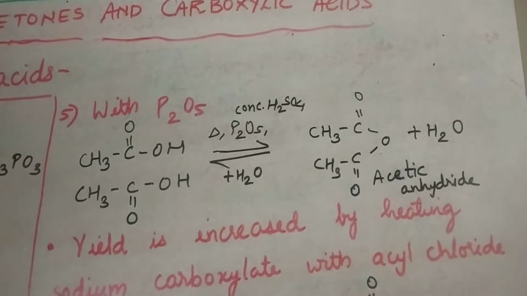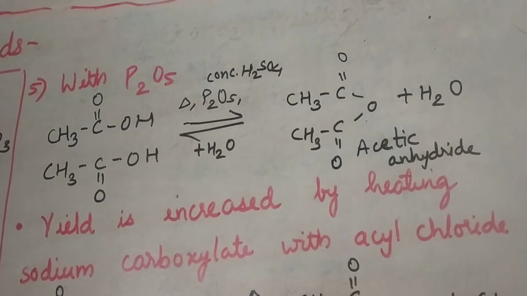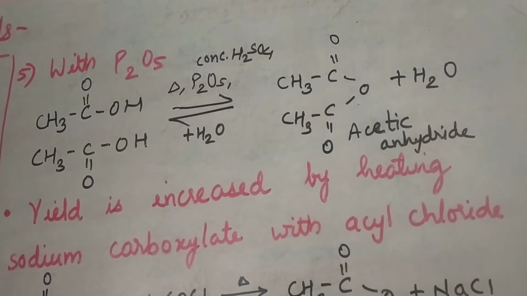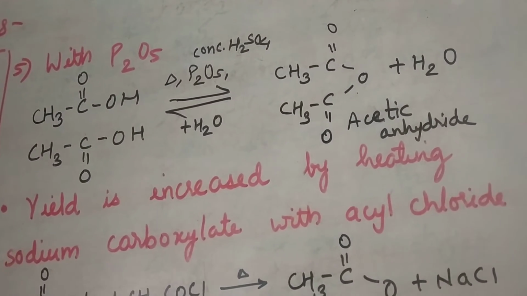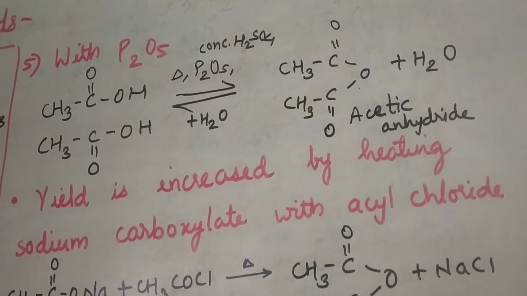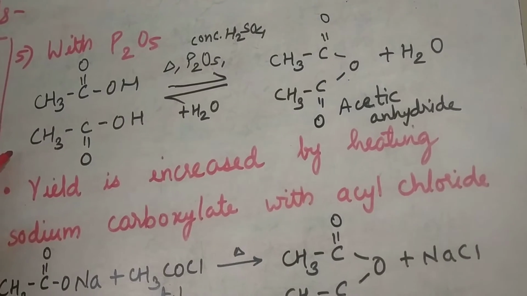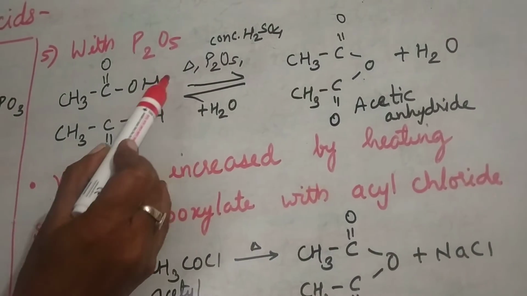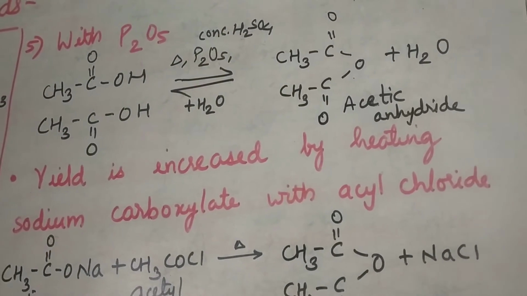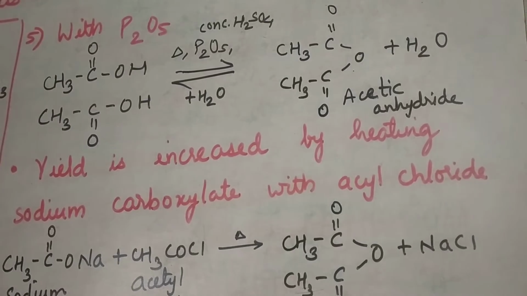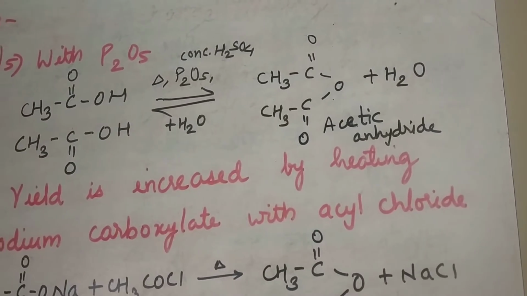Next is reaction with P2O5. P2O5 is a dehydrating agent. It removes the water molecule from the substrate. So we require 2 molecules of acetic acid. When 2 molecules of acetic acid are heated in presence of P2O5 and concentrated H2SO4, which are very strong dehydrating agents, that is, they are removing the water molecule, there is formation of acetic anhydride.